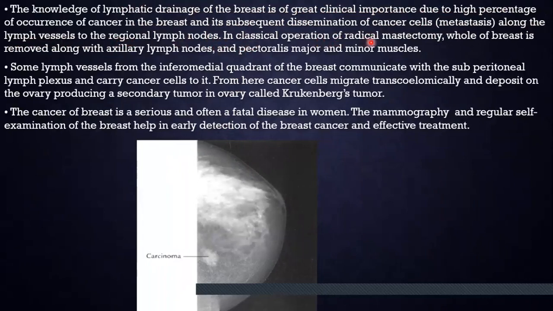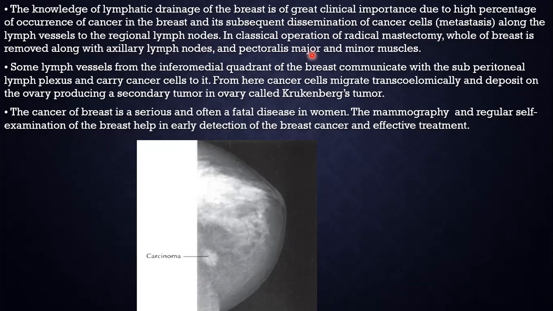In the classical operation of radical mastectomy, when a patient has the breast affected, how will you manage that? The whole breast is usually removed along with the axillary lymph nodes and pectoralis major and minor muscles. Why remove pectoralis major and minor muscles? Because we have a group of lymph nodes, the interpectoral lymph nodes of Rotter. They are between those two muscles, and they also drain the breast. So you must remove them, and as you remove them, you also remove the muscles.